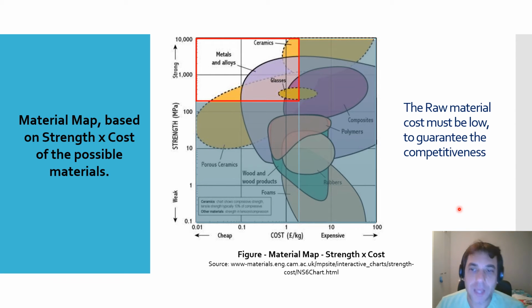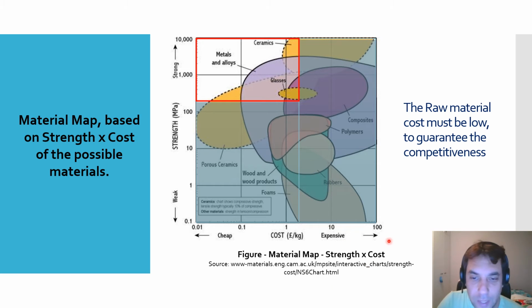Here I select this kind of graphic, this kind of map that can show us different kinds of materials, and here we are correlating strength against cost. So to fulfill the requirements for moments, we need a strong material, but we also need a low cost material. So I select this area here.